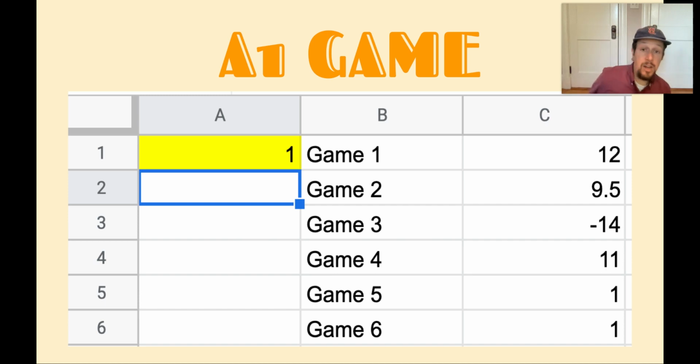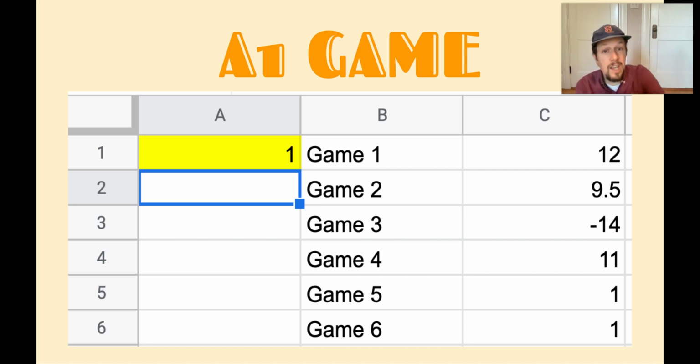So here are the values that I know so far in the game. I know that in game 1, when X is 1, Y is 12. In game 2, when X is 1, Y is 9 and 5/10, or 9.5. For game 3, when X is 1, Y is negative 14. For game 4, when X is 1, Y is 11. Ooh, and this is interesting. For games 5 and 6, when X is 1, Y is 1 in both of those games.